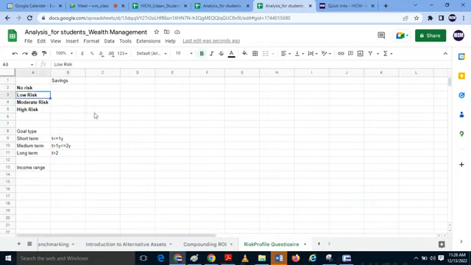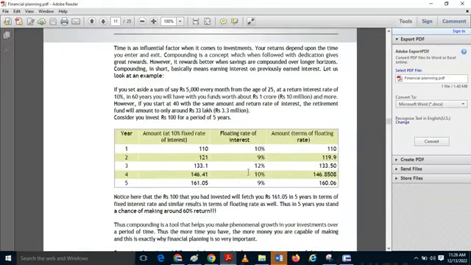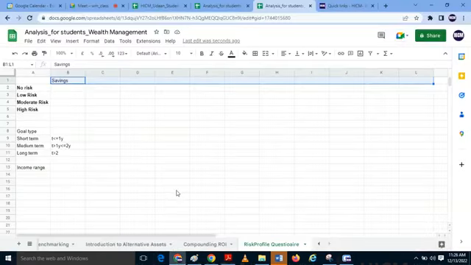If they tell us low risk, then also, see here, I will write various kinds of products in which he can invest. One by one, I will write very slowly. Risk and return, we will see. And this is the power of compounding.